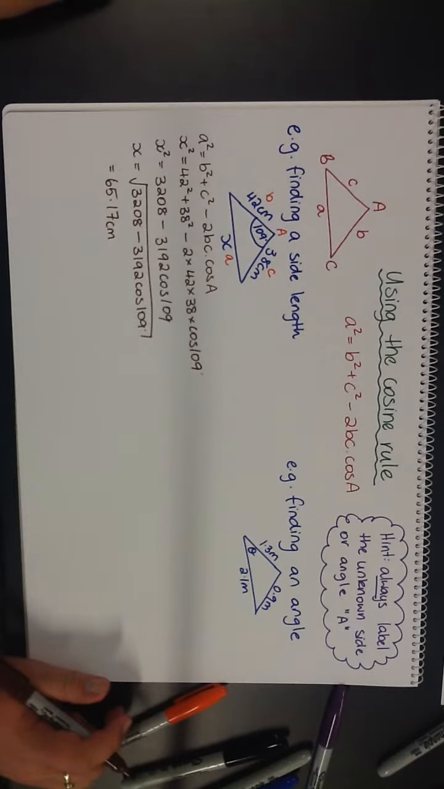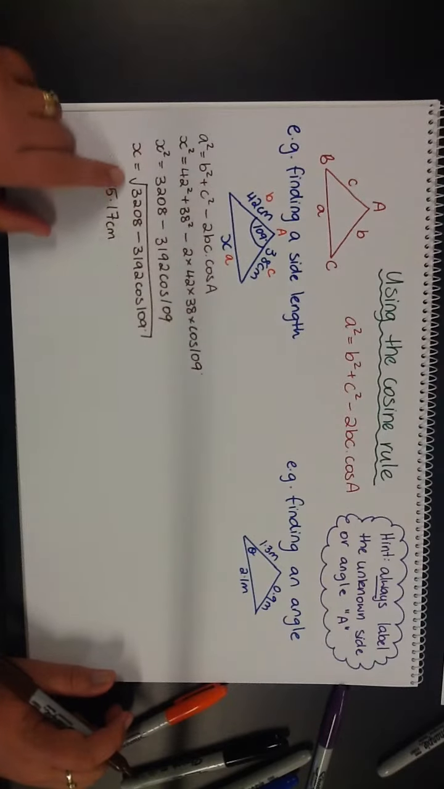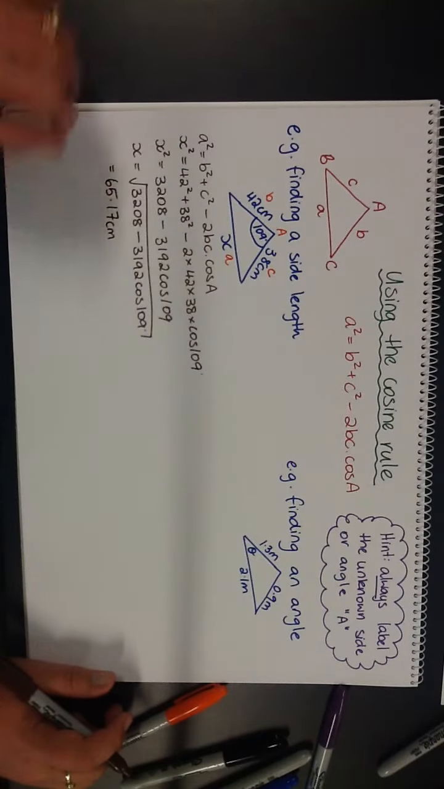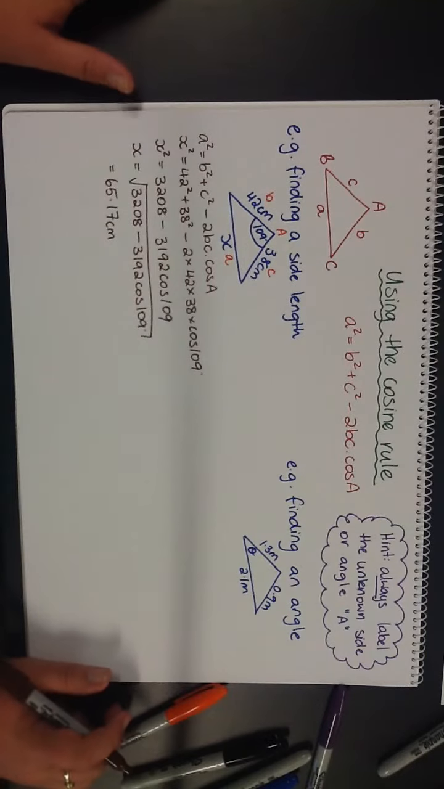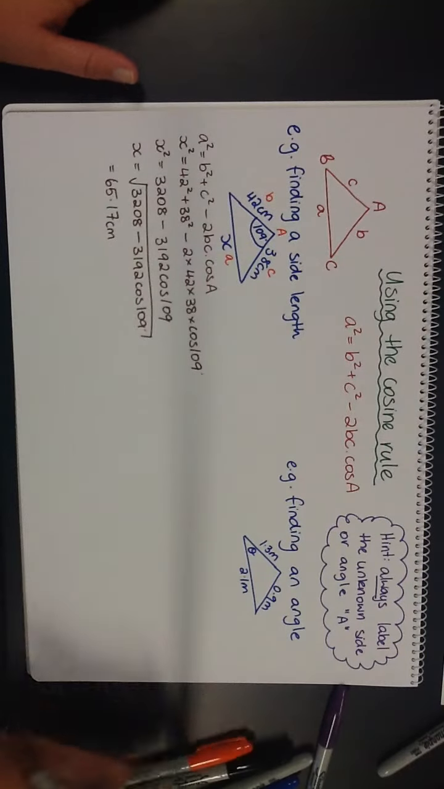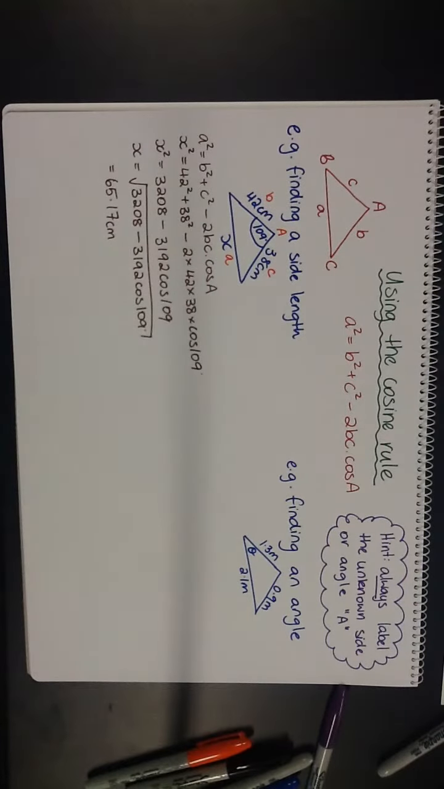So that's how we would use the cosine rule to find the side length. The most difficult part, being honest, is typing that correctly into your calculator. If you can do that, then you should be right. Alright, second example is how we would use the cosine rule to find an angle. Slightly more difficult type of question.